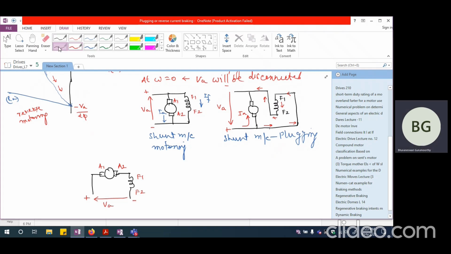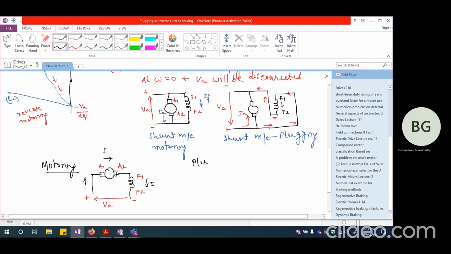So I'm going to have the current flowing in this direction from A1 to A2 and F1 to F2. So this is going to be I. Okay, so this is going to be the motoring operation. For plugging, I am going to have still the direction of field should not change.